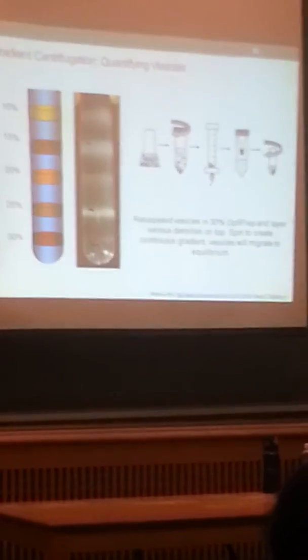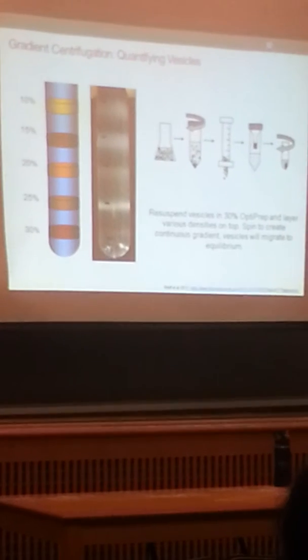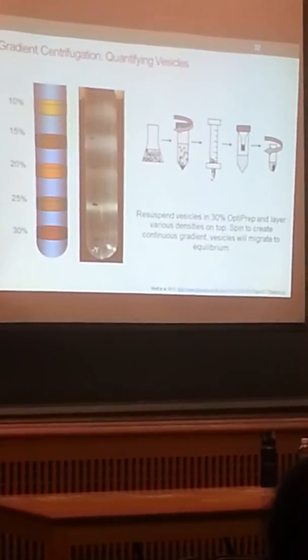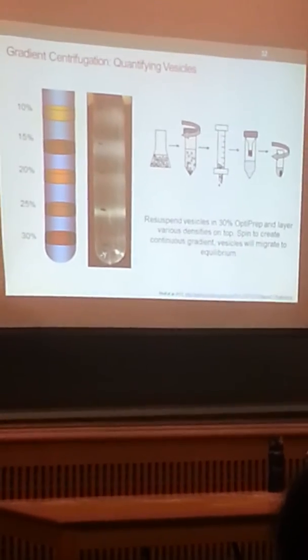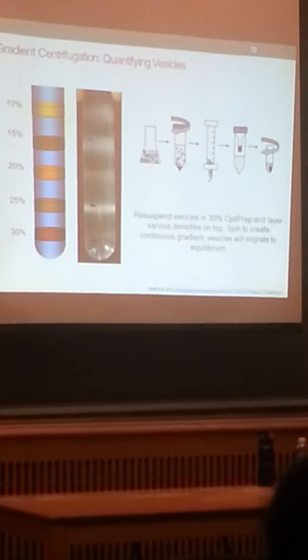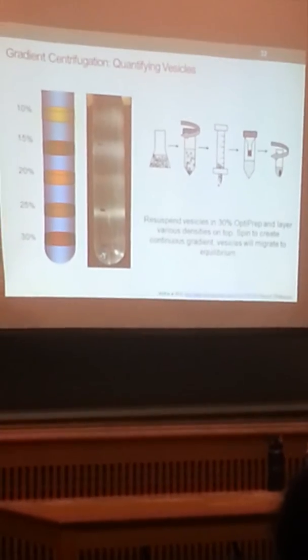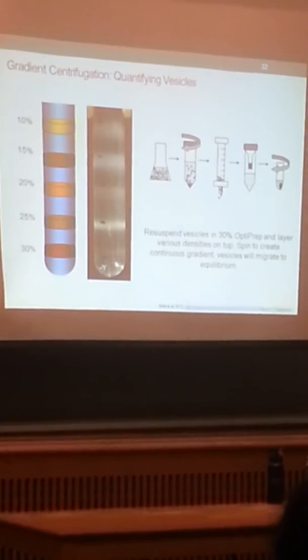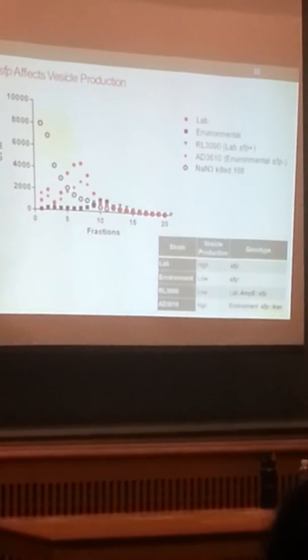I put them into this gradient at the bottom. It's a discontinuous gradient where I very tediously layer these other percentages of this chemical, OptiPrep. And when I spin it overnight, this gradient will become continuous, and the vesicles will either move up or down into whatever density they become equal with. So once I do that, I can actually take out fractions from the top, half mole fractions, and plot the amount of radioactivity. So this graph is a little messy, so we'll go through it slowly.